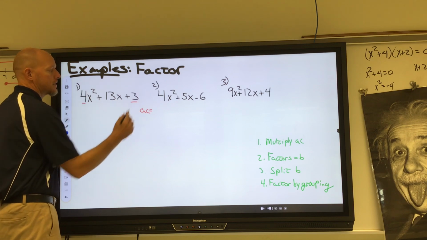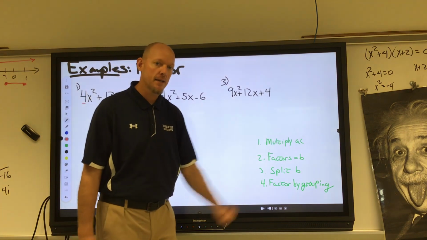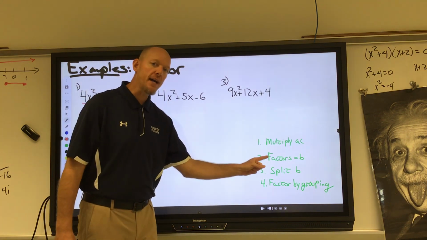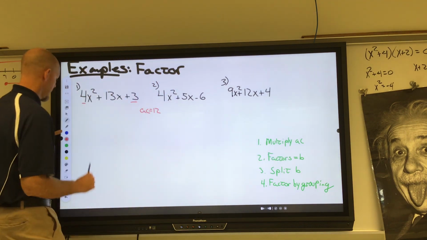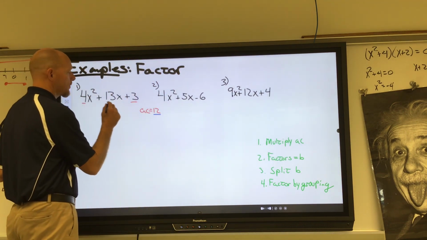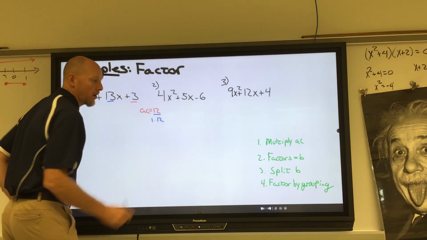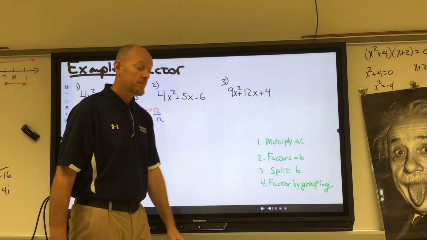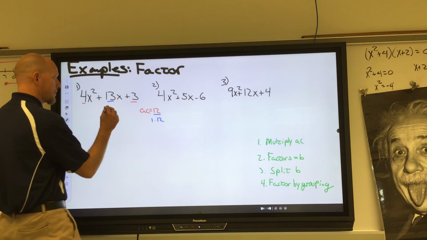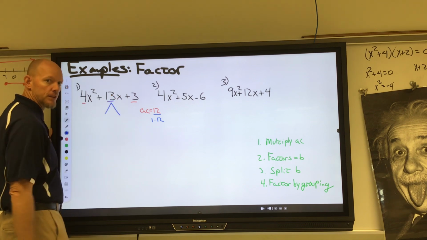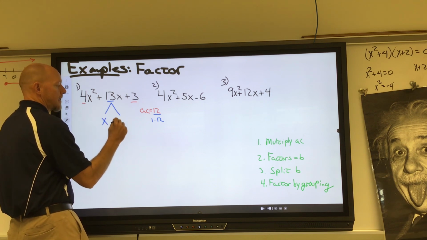Step number 1, I'm going to multiply a times c together. A is 4, c is 3, that gives me 12. Check that off, I multiplied a times c. Now, what factors of 12 equal b? What factors of 12 result in 13? Well, that's going to be 1 and 12. Check that off the list. That's what I'm going to split b into. This is the critical step. I'm going to take this 13x and make that an x and a 12x.